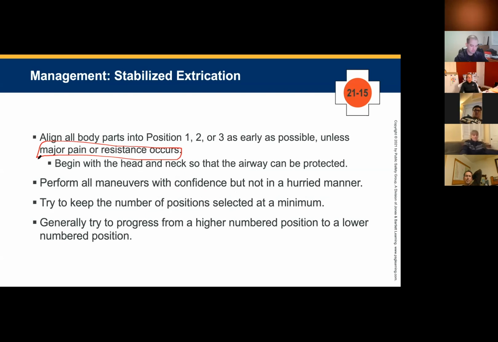Get them to a position of comfort and strap them down and move them slowly, as carefully as you can. Yeah, you may have to immobilize somebody and splint somebody in very weird and awkward positions. We want to keep the number of positions to a minimum, and we want to generally try not to progress from a higher number position to a lower number position.